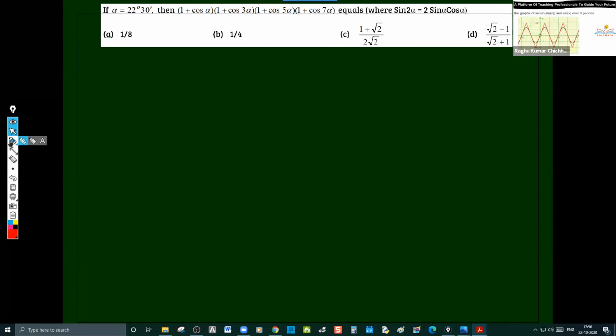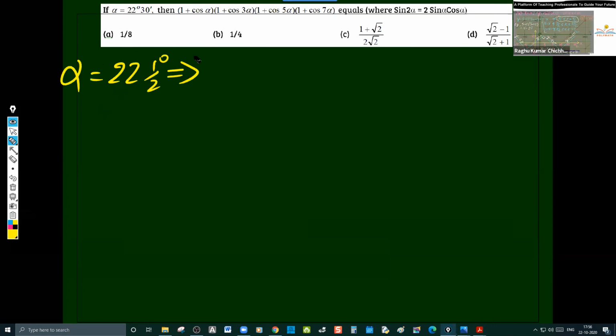Let us try this. It's a different problem, a previous question. Alpha is equal to 22.5 degrees. Let us convert it to a known value. How much is 4 times 22.5? 90 degrees. Correct, no?